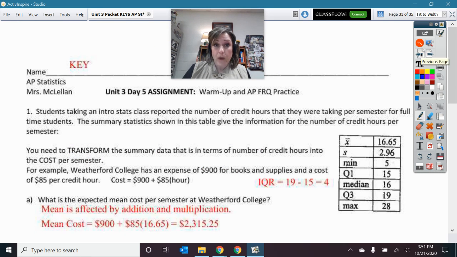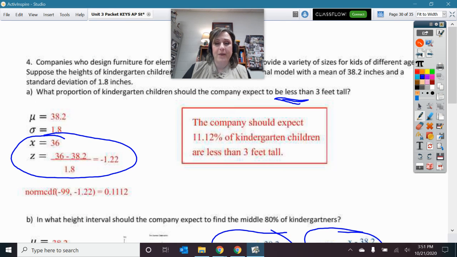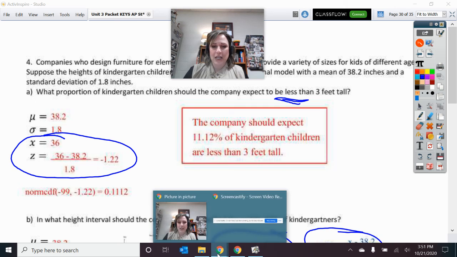Okay, and so then we are done with the main part of the learning for this unit. Now it's just practice, practice, practice, seeing things in different formats, and getting used to understanding all those different situations so that you can find the information you need from that normal model. All right, hope that helped.